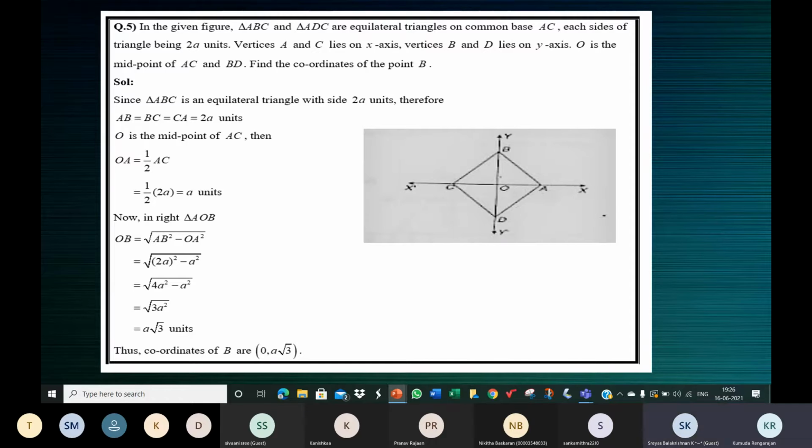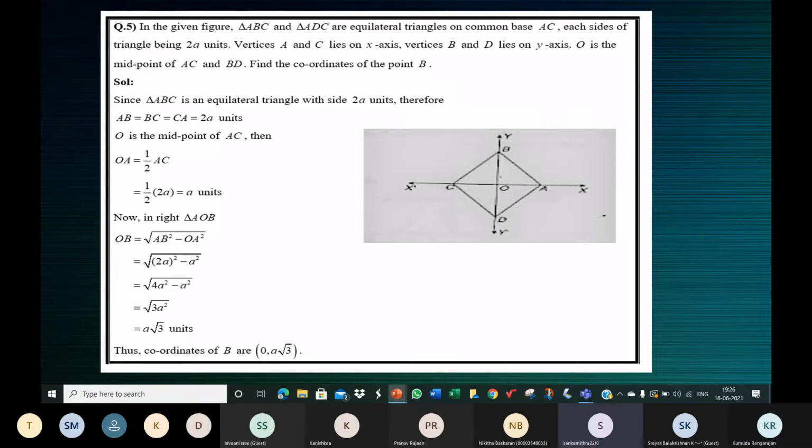Ma'am, I too have that same answer, ma'am. A comma 0 and minus A comma 0. I'm just asking, how about I just consider this also? Please consider A comma 0 and minus A comma 0. Think about it. Ma'am, can you show us the working for that?